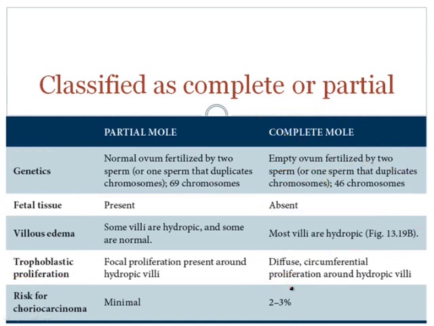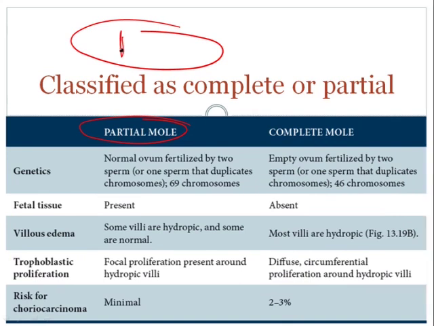Now let's look at partial mole. In partial mole, the problem is that you've got a normal egg with the chromosomal material of mom, and 2 sperm come in and fertilize that normal egg. So when 2 sperm fertilize that normal egg, we're now going to have 69 chromosomes, right? 46 from dad and 23 from mom.